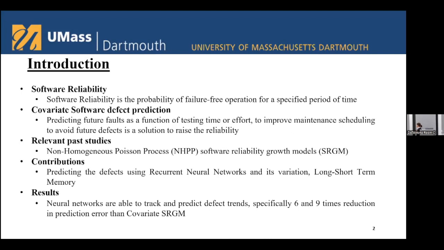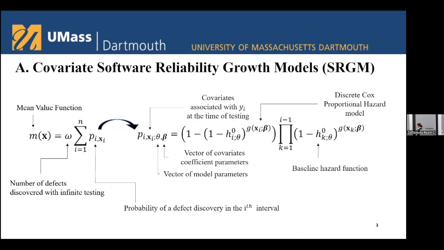Previous studies applied the non-homogeneous Poisson process, NHPP, to software reliability growth models. They are good, however, they are parametric and they may not be able to catch all the defects. So we introduced recurrent neural networks and its variation, long short-term memory, in order to predict the defects. Results suggested that neural networks are able to track and predict the future faults, with specifically 6 and 9 times reduction in prediction error compared to covariate SRGM.